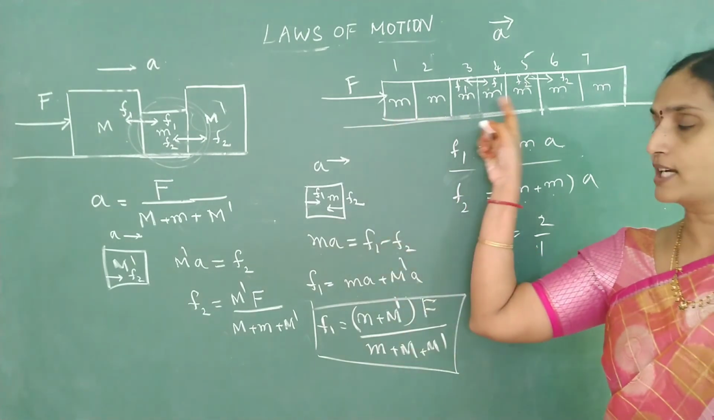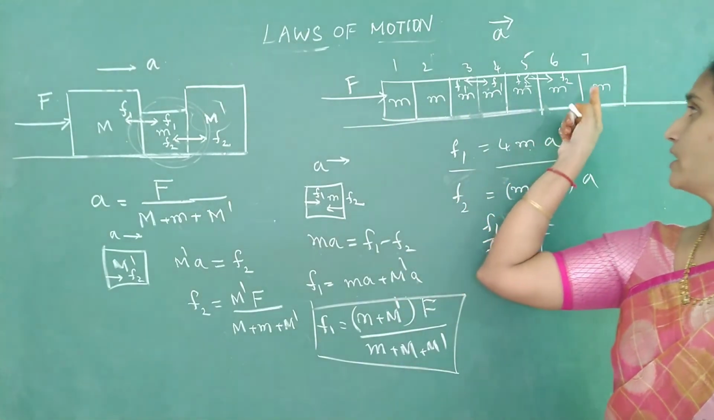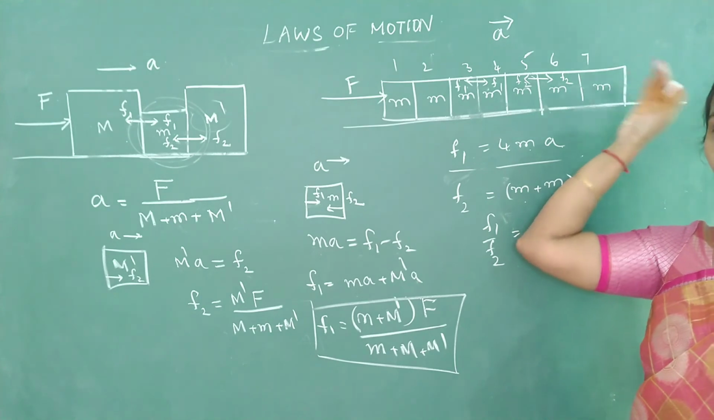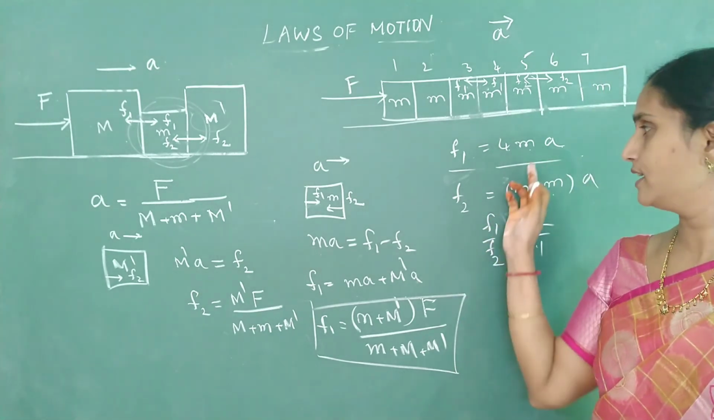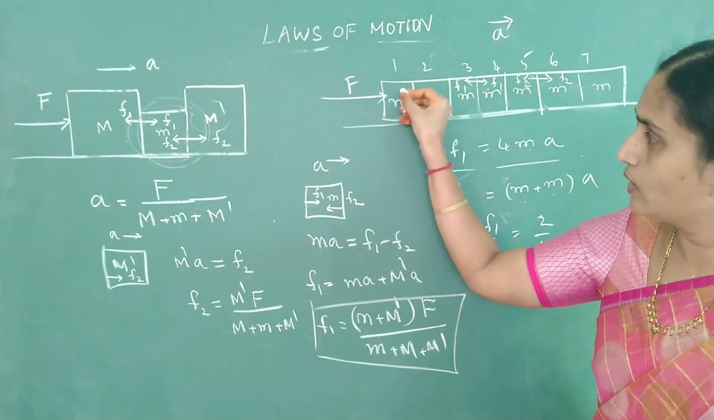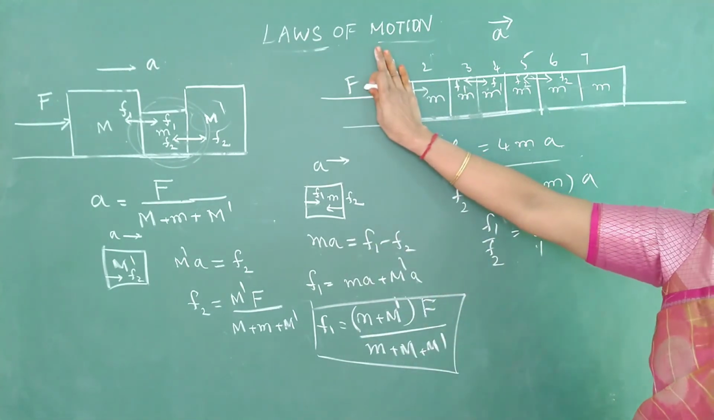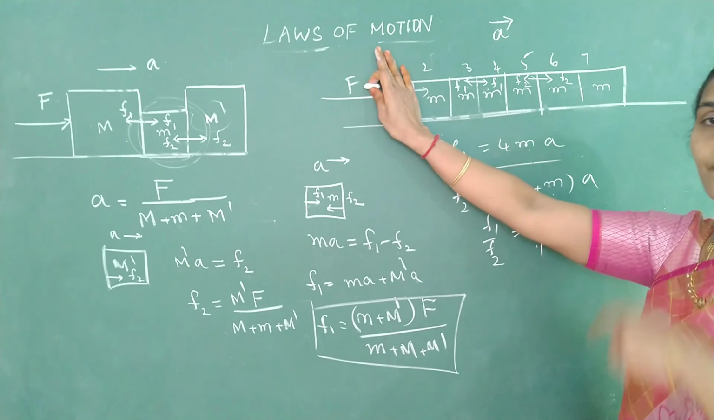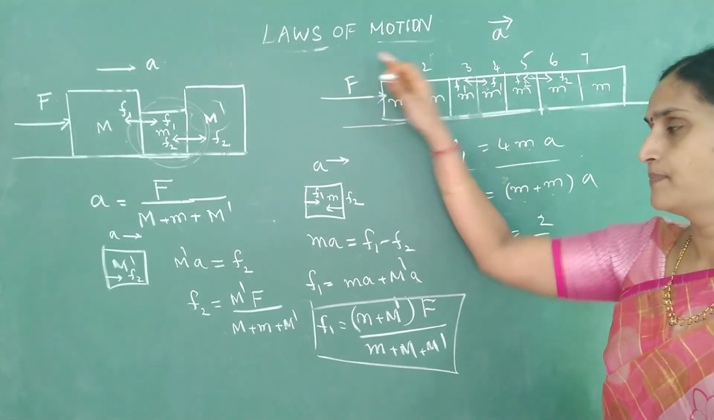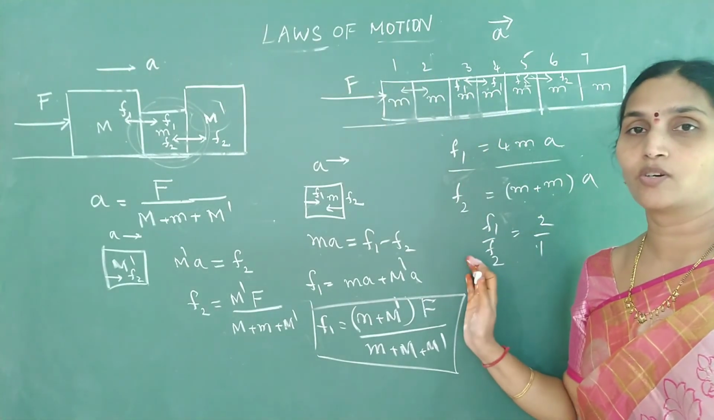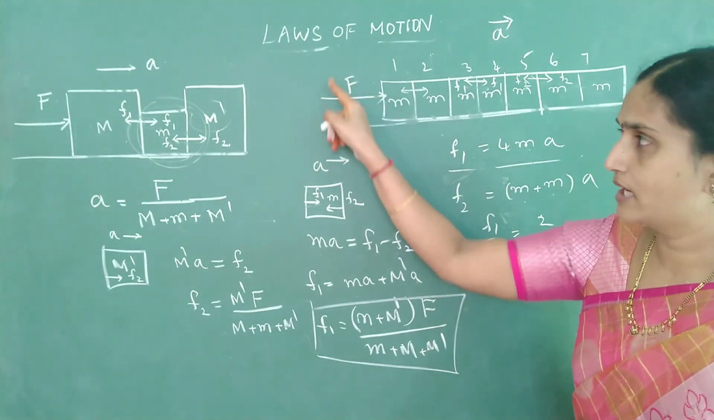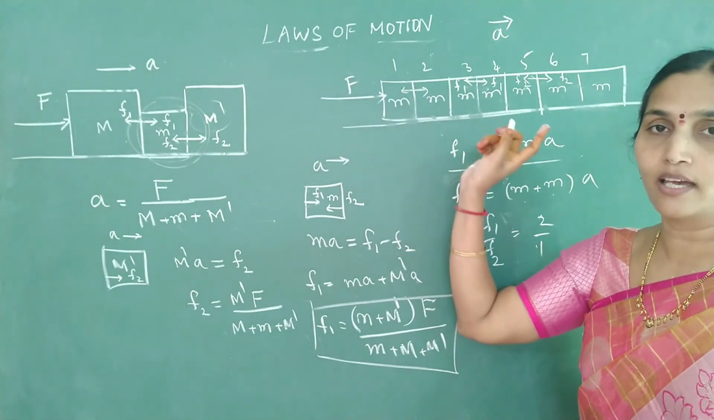So if all the blocks are identical, if you want the contact force here, the remaining mass, whatever mass is left on that side, into acceleration. So tell me what will be the contact force between these two blocks? Close the first block. Add all the remaining masses. It is 6M into A. So this is a shortcut method to find out the contact force. But provided only one force should be acting, that is capital F.